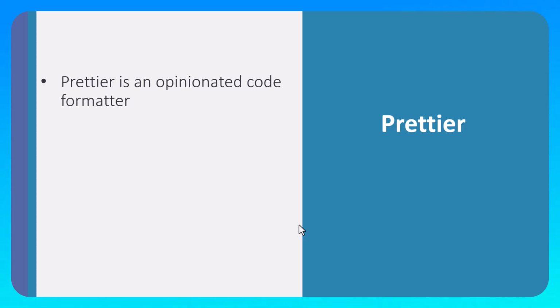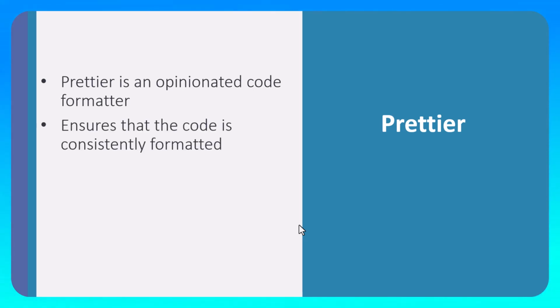Prettier is another important extension, which is said to be an opinionated code formatter, and it ensures that the code is consistently formatted. And it integrates well with ESLint.